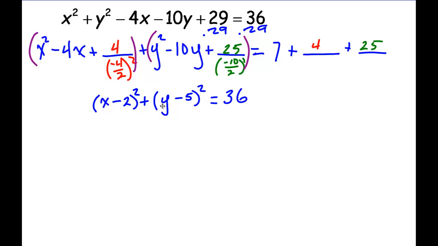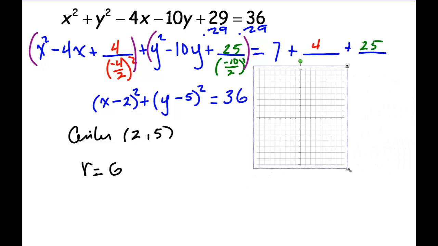And notice this is the standard form of a circle. Okay, giving us a center of this number, comma, this number, center of 2, comma 5, and a radius that is the square root of this number, so the radius would equal 6. Okay? Now, of course, graphing that is pretty straightforward.